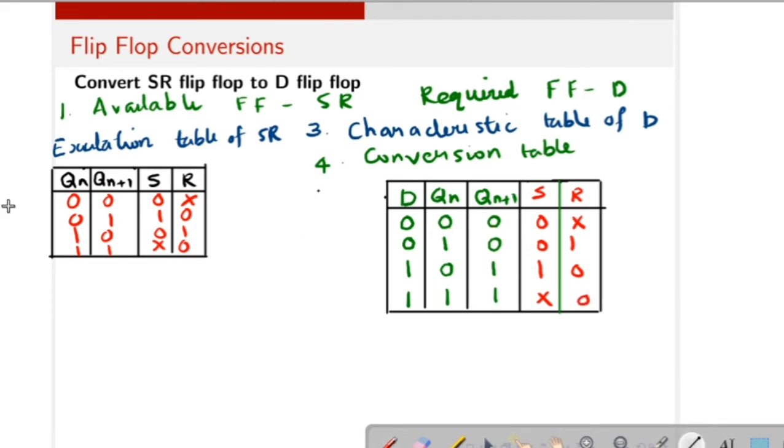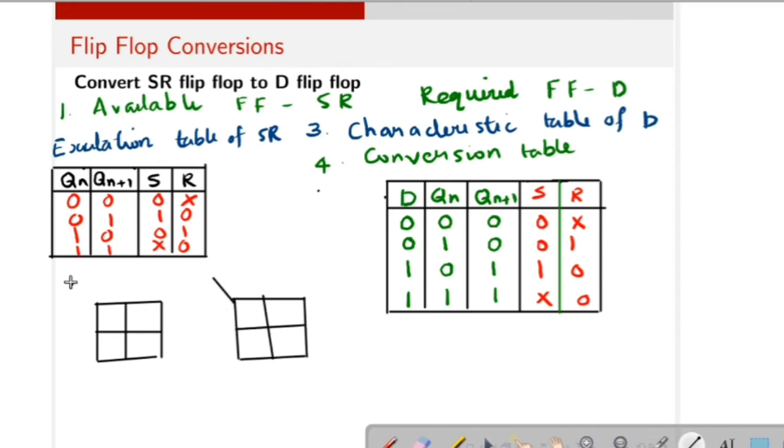Next we can find the Boolean expression for S and R. The inputs are D and Qn. So we have to draw a 4 variable K-map for both S and R. So this is a 4 variable K-map. Okay, the inputs are D and Qn. So 0 1, 0 1. Here also D and Qn 0 1 0 1. So this is the K-map of S, and this one is the K-map of R.